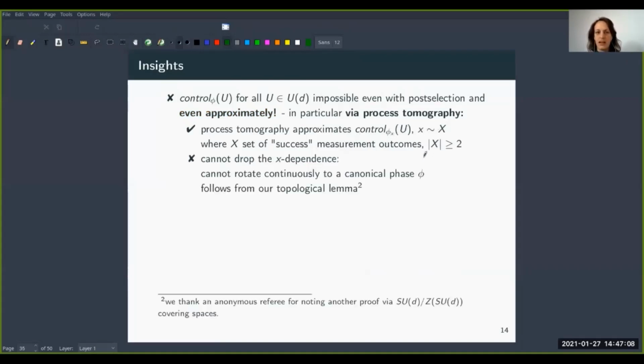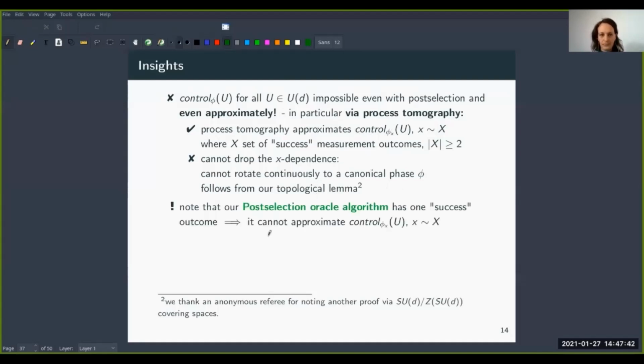This is because we cannot drop the x dependence, remaining also worst case, so working for all U, because we cannot rotate continuously phi x to some canonical phase phi. This is a simple corollary of our lemma. Therefore, if we are happy with implementing control phi x of U, where we know phi x, but we get it at random, then the process tomography strategy can do this.